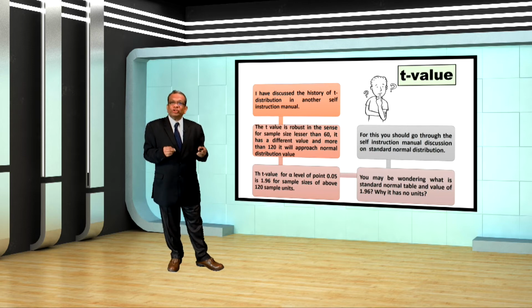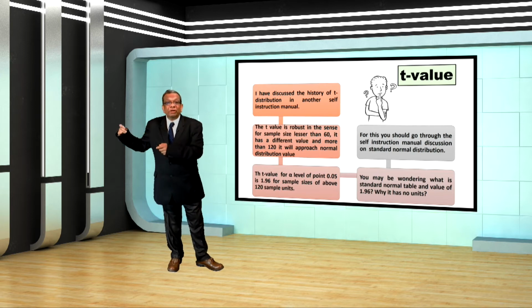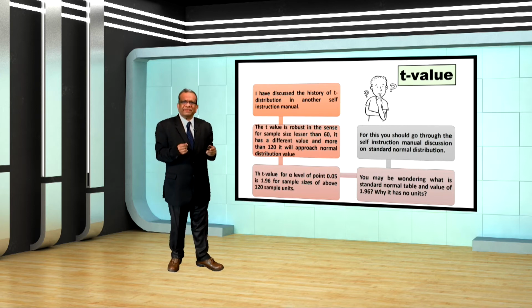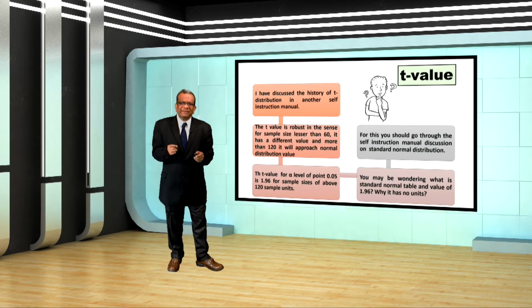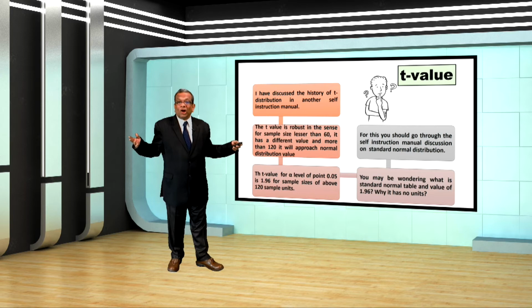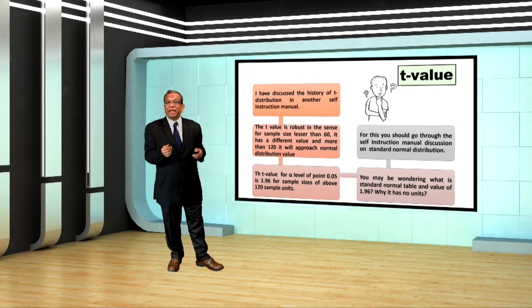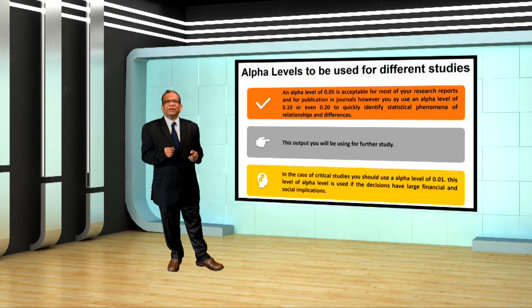For this, you should go through the self-instruction manual discussion on standard normal distribution, in which I have given an elaborate discussion on what is standard normal distribution. What is this 1.96? Why does it have no units? We will be having a wonderful thought process on the standard normal table and the values of 1.96 and other related areas.